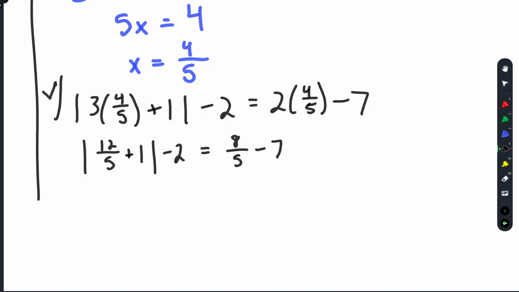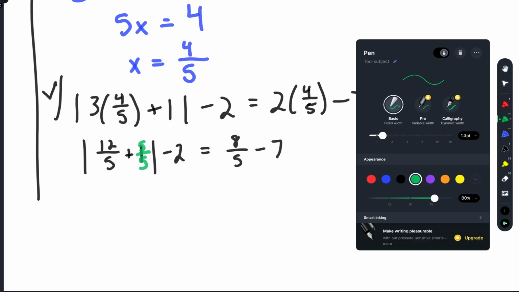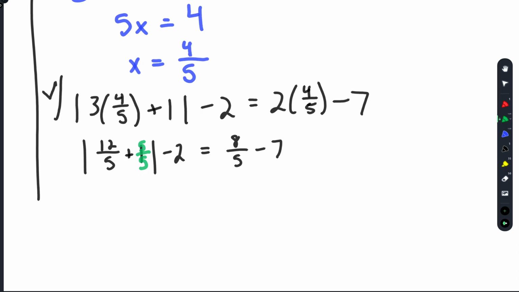Now we need to combine them. So I'm telling you, this isn't child's play, people. Okay, we're going to change this into 5 over 5. So 12 and 5 is 17. And then taking an absolute value of a positive number, it's positive. And then minus 2.